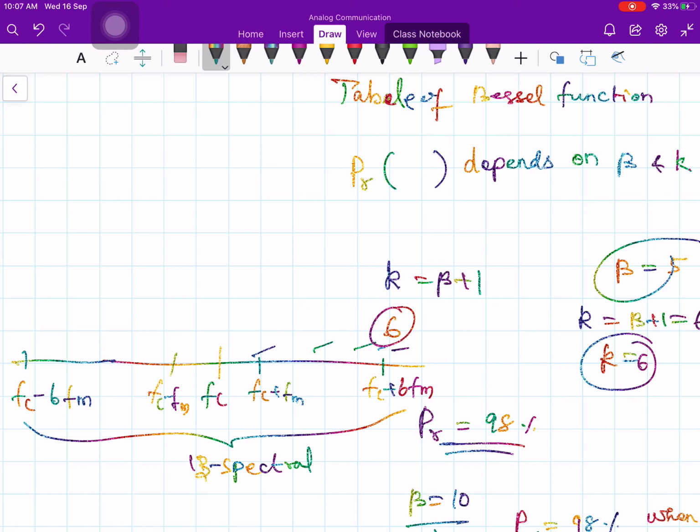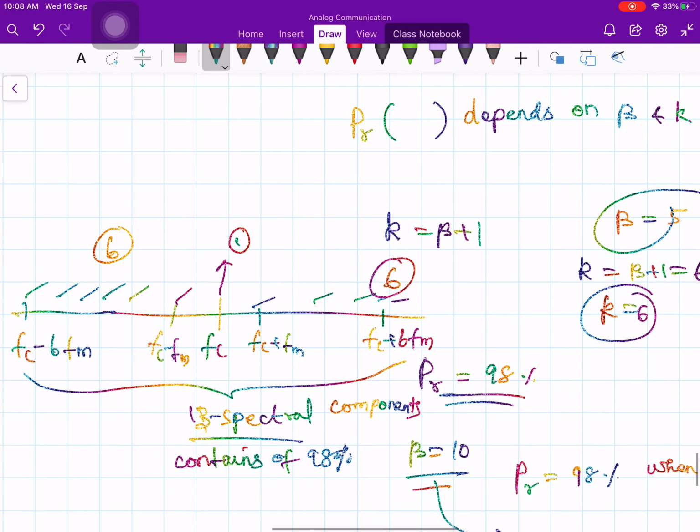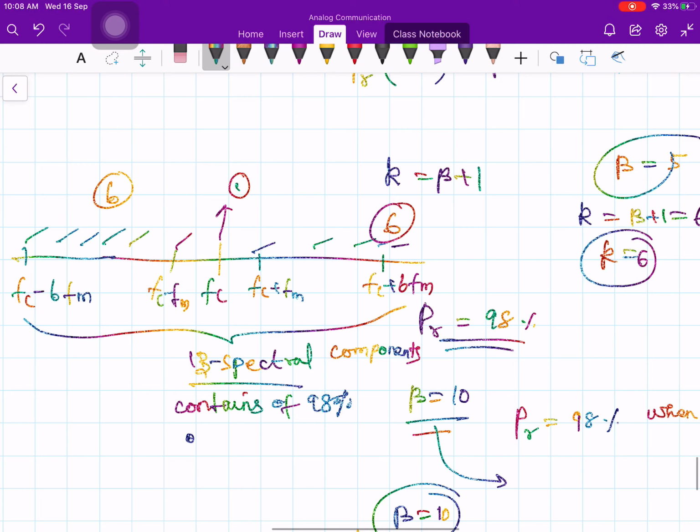This side has 1, 2, 3, 4, 5, 6 components, and the carrier is 1 term. Therefore, 13 spectral components. These 13 spectral components contain 98% of the total power. So this result we got from the table of Bessel functions.